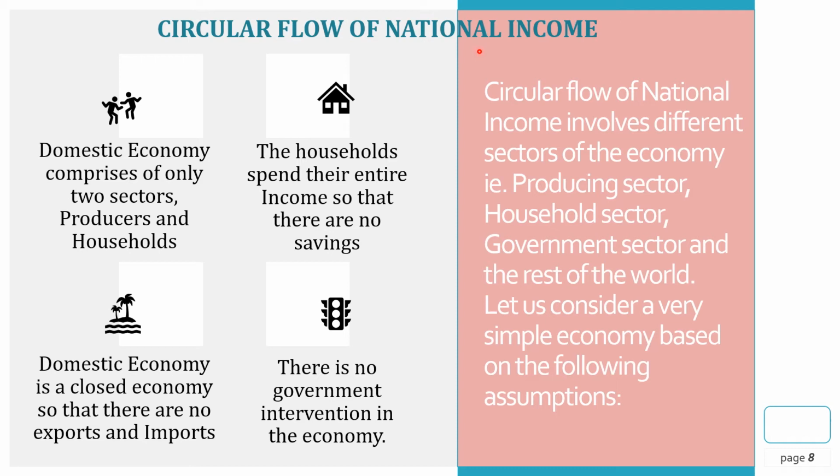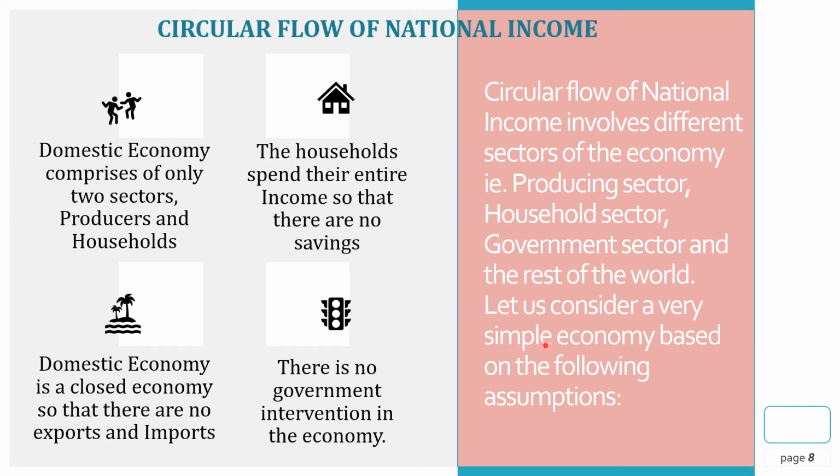It is obvious that goods and services are going from one sector to another, and so we need to study all the areas where goods and services are produced so that we can calculate the national income. Before we venture out to study national income accounting methods, we need to understand the concept of circular flow first. Circular flow of national income involves different sectors of the economy: the producing sector, the household sector, the government sector, and the rest of the world.